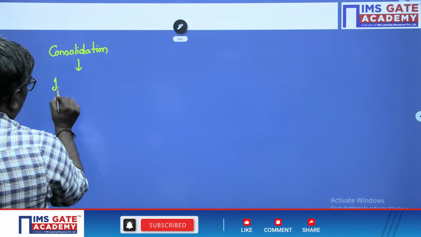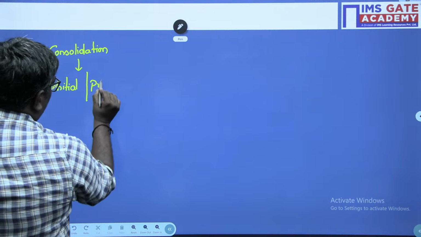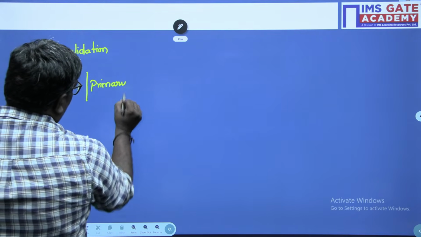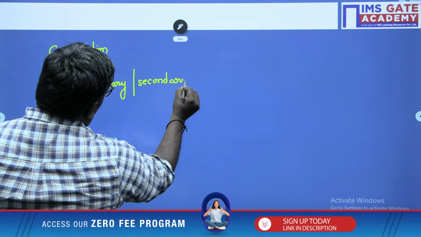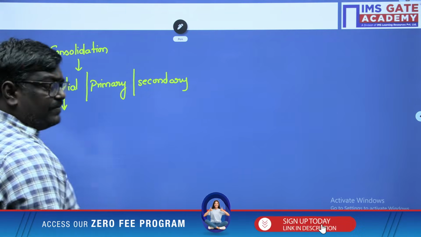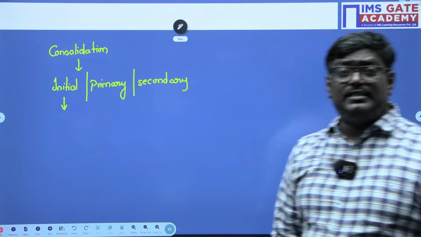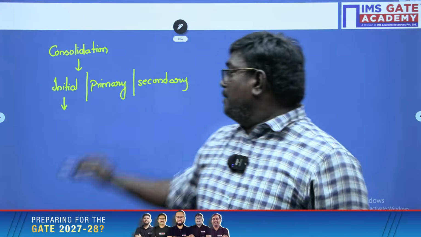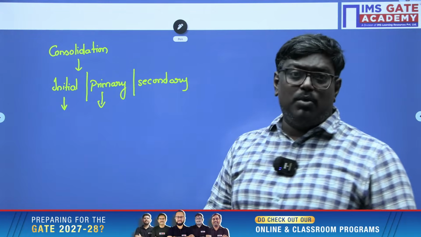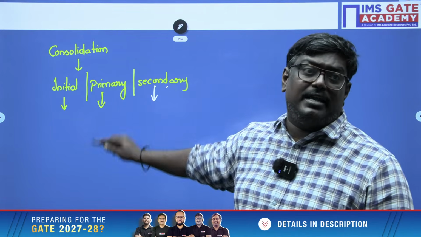One is the initial consolidation. Next is the primary consolidation. And next is the secondary consolidation. So when I talk about initial consolidation, even though the definition of consolidation says it is the removal of water, initial consolidation happens in partially saturated soils. Just if you apply the load, the air will be removed. Primary consolidation is due to the removal of water. Secondary consolidation occurs only after primary consolidation.